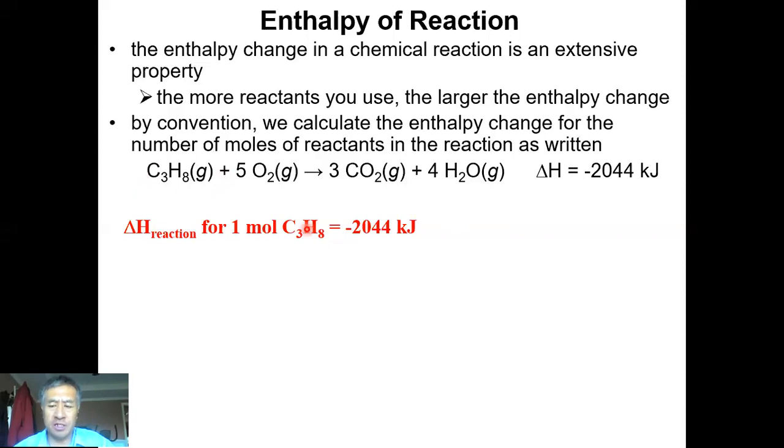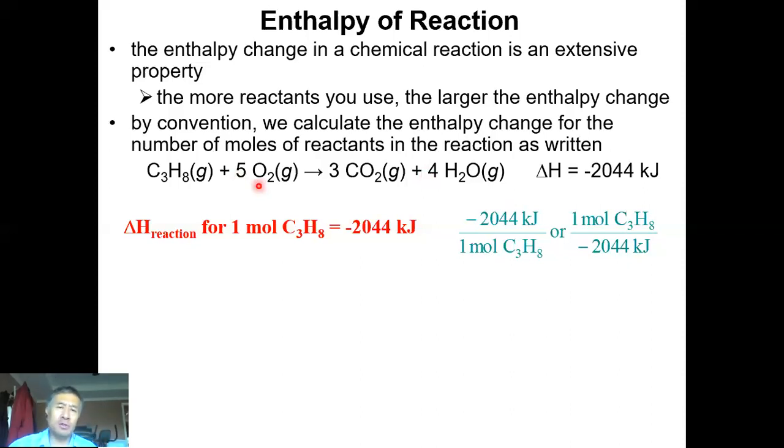And we learned in the first few chapters, if we have an equivalence or equation, we can write this as two fractions. We can write either the right side of this equation on the top and the left side at the bottom, or we can flip it. So from this equivalence, we have these two fractions. And this negative 2044 kilojoules is associated with any of the substances written in this equation. So we can also connect this negative 2044 kilojoules with O2 gas.